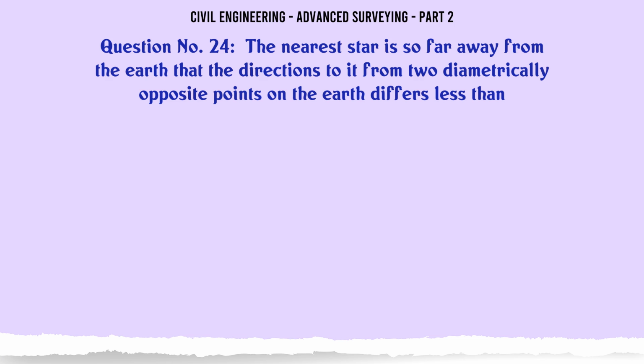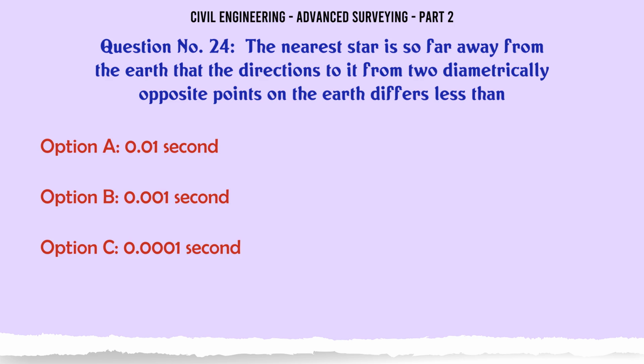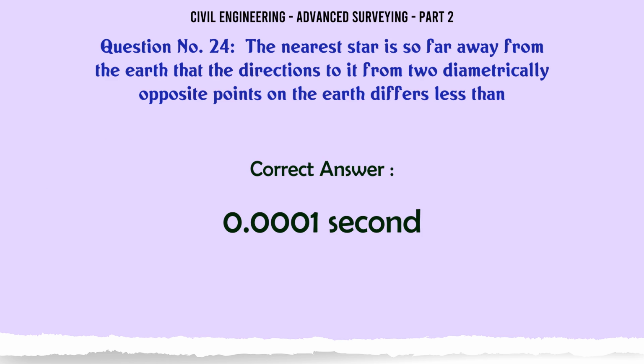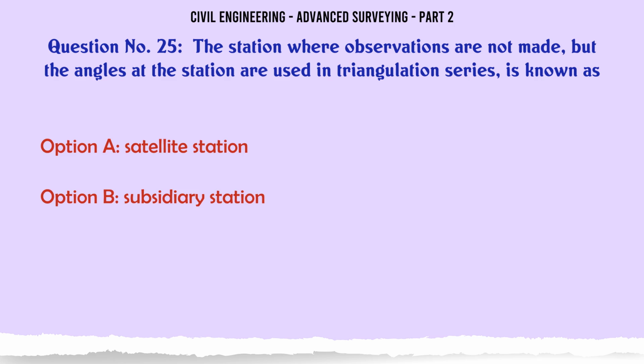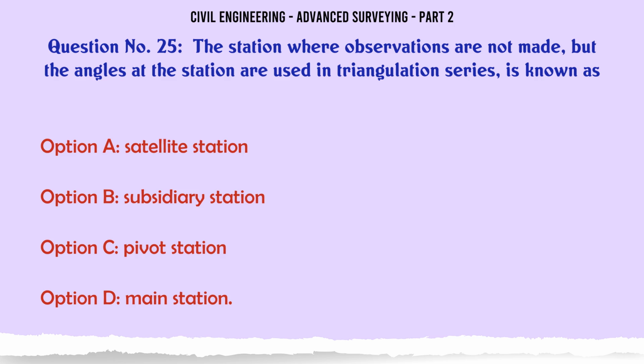The nearest star is so far away from the Earth that the directions to it from two diametrically opposite points on the Earth differ less than A. 0.01 second, B. 0.001 second, C. 0.0001 second, D. none of these. The correct answer is 0.0001 second.